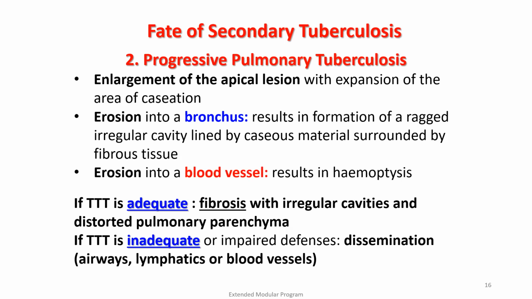That erosion of the bronchus may cause spreading of the TB infection into the nearby lung tissue, entering that bronchus and spreading into the smaller bronchi and bronchioles in the rest of the lung tissue. Or the lesion may erode a blood vessel, resulting in hemoptysis, which is coughing of blood. If the patient received adequate treatment, the lesion will undergo fibrosis with irregular cavities and destroyed pulmonary parenchyma. If the treatment is not adequate and the body's defense mechanisms are impaired, the lesion will disseminate further through the airway, through the bronchus, or through lymphatic vessels or blood.